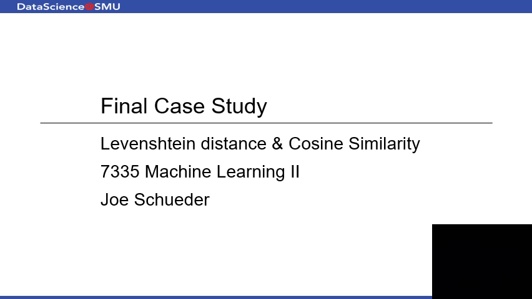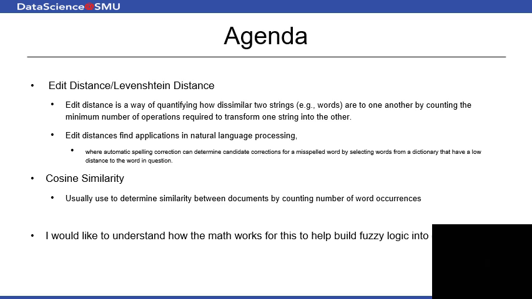I'm presenting my final case study for Machine Learning 2 on Levenshtein distance and cosine similarity. For the presentation today, we are covering edit distance, or Levenshtein distance, compared to cosine similarity. Both are used in natural language processing to determine if things are the same or different than each other.